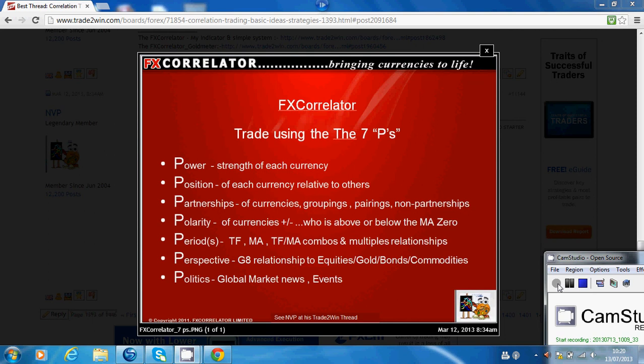Okay, P for perspective. The G8 relationship to equities, gold, bonds, commodities, etc., etc. G8 being the 8 currencies that I use on my particular strength meter here at Trade to Win. And perspective is just the interrelationship. That is the correlation. That really is the meat of it. It's the correlation between those. I could spend years talking to you about how these relationships work, but at the end of the day, you have to make your own decisions.